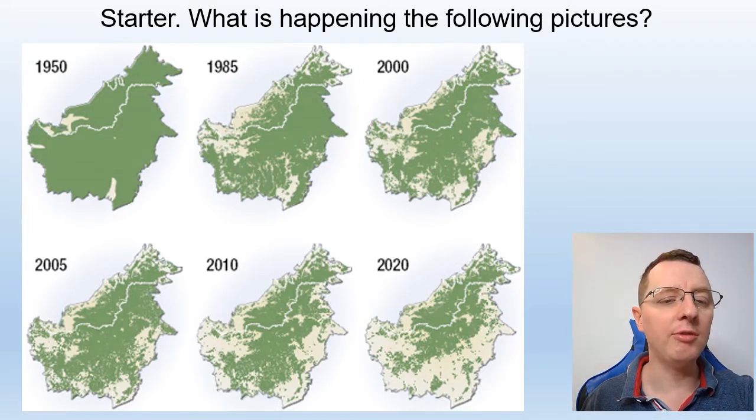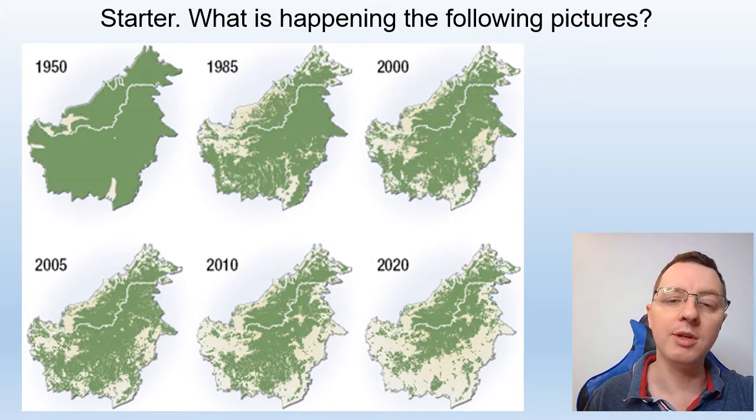So I'd like you to have a look at these images. What do you think is happening? Pause the video and have a little discussion. What's happening in these different images?